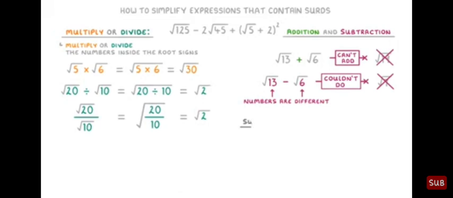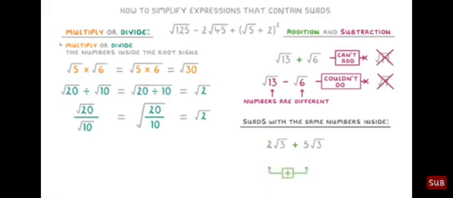But if you had surds with the same numbers inside, like 2 root 3 plus 5 root 3, then you could add them together by adding together these numbers in front. So this would give us 7 root 3. And the same thing goes for subtraction. So 6 root 7 minus 2 root 7 would be 4 root 7.